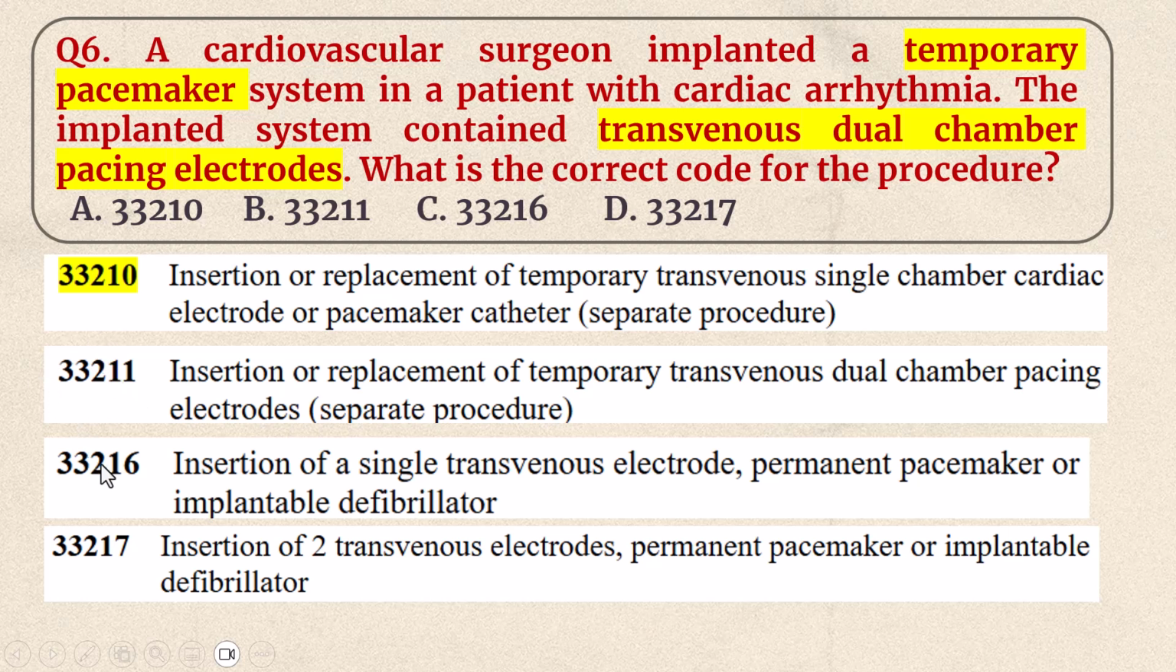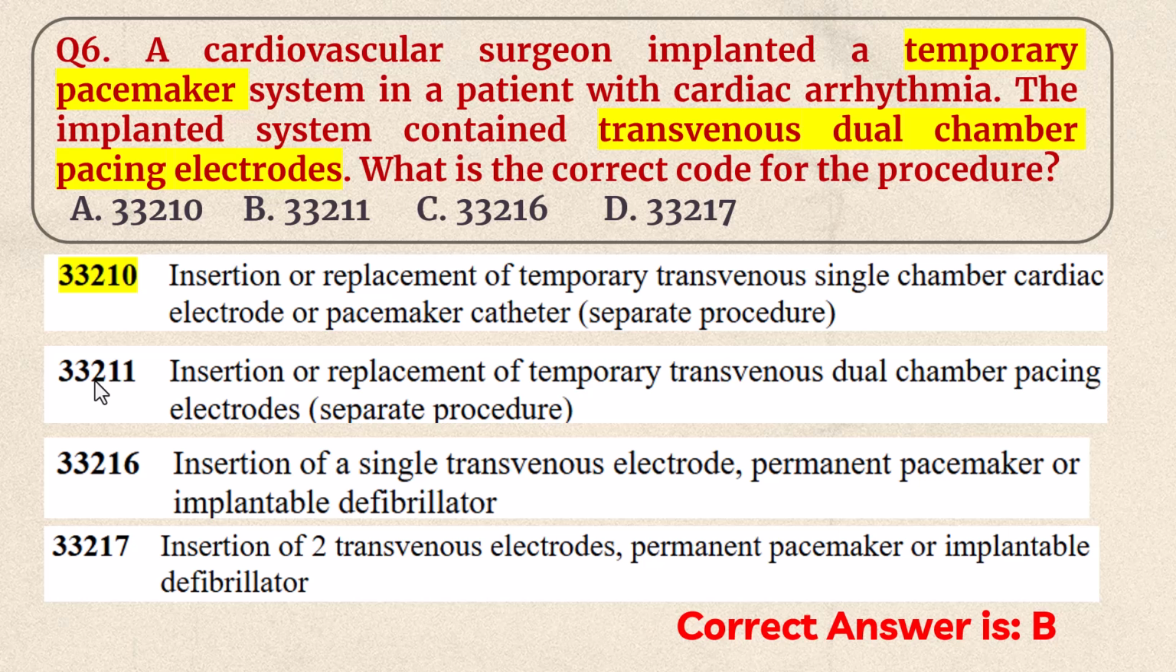If you check other answers, 33,206 says insertion of single transvenous electrode, permanent pacemaker. But here it is temporary. So this is not suitable. 33,207 also insertion of two transvenous electrodes, but permanent pacemaker. So in our case, this is a temporary and dual chamber electrode. So 33,211 is the suitable answer. So answer B is correct.